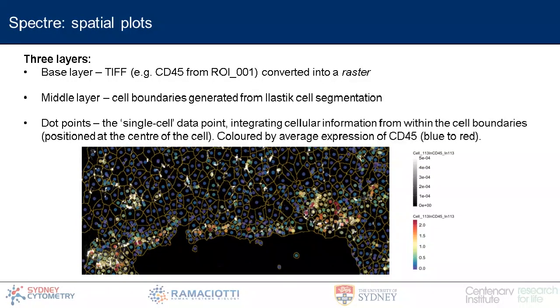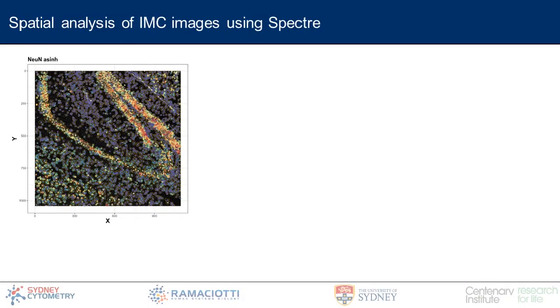The white coloration underneath is our actual image, which has come off the Hyperion itself. In this case, it is showing levels of CD45. These little dot points in the middle of each of these cells are colored by the average level of expression of that marker on that cell. Once we have these data points, we're able to do something a little bit more comprehensive. We can look at that same image, and in this case we're looking at the data points of each cell, so this is each cell's expression of NeuN.